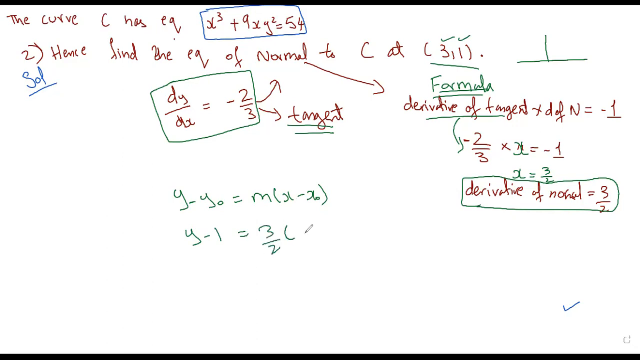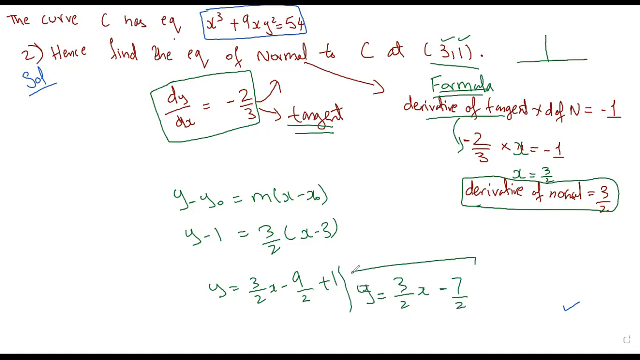3 by 2. This is x minus 3. So the equation would be 3 by 2x minus 9 by 2 plus 1. So this is minus 4.5, this would be 3.5. So it would be 3 by 2x minus 7 by 2. y equals this. Okay, this is the equation.